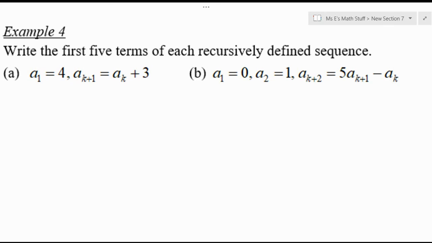So for part A, a sub 1 is 4, and your rule is that a sub k plus 1 is equal to a sub k plus 3. And for part B, it's a little more complex. a sub 1 is 0, a sub 2 is 1, and a sub k plus 2 is equal to 5 times a sub k plus 1 minus a sub k. All right, give it a shot, poke it with a stick. I'll go through it with you in the next video.